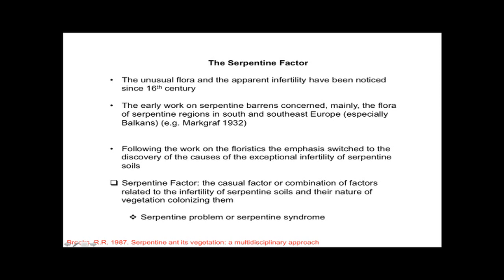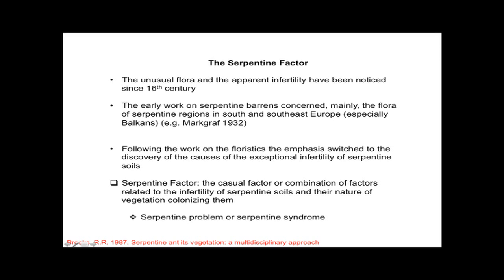From the 16th century, the unusual flora and vegetation in these soils were noticed. The first studies of serpentine vegetation and flora were about South and Southeast Europe, and especially the Balkans. One typical example of such work is the work of Margraf in 1932. However, after some studies of the flora of these areas, the emphasis switched to discovering the causes of the exceptional infertility of these serpentine soils.